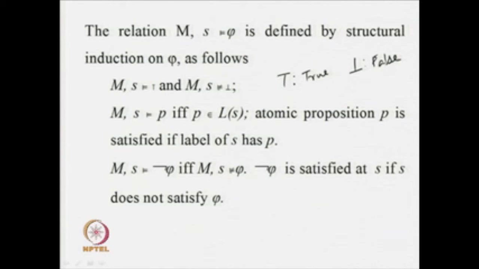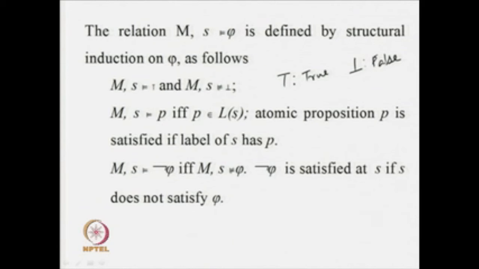By default, every state will be marked with the truth value true and none of them will be marked with false. That means, intuitively, you can say that true is true in all states and false is false in each and every state. Another one, the second rule: M,S models P if P is a member of the labeling function of this particular state. That means we are talking about the truth values of atomic propositions.